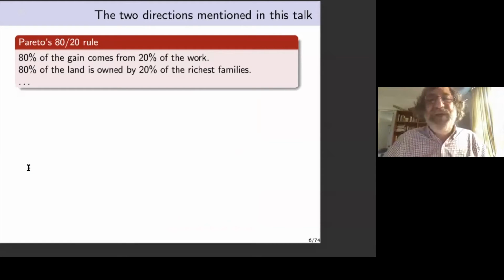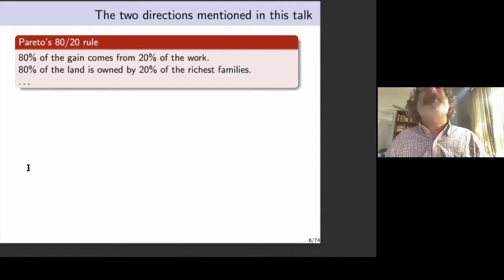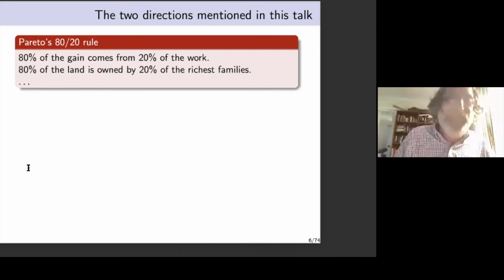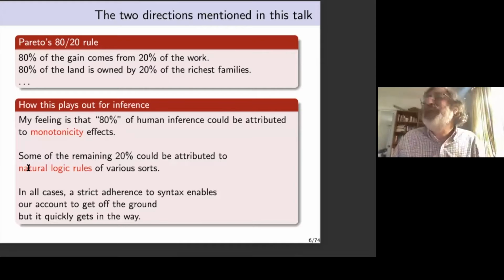Okay. The directions that I'm going to try to do today. There's a famous thing called the 80-20 rule, which comes from the economist Pareto, that 80% of the gain in some task comes from 20% of the work, and the rest of the work goes into the last 20%. So I think that for the 80% of the theory of human inference is monotonicity. That's what I want to show you a lot about today.